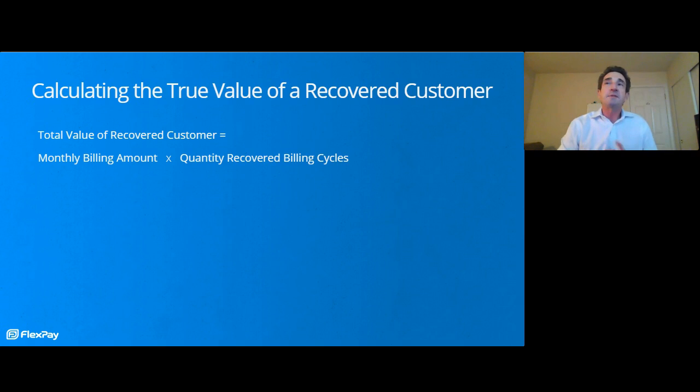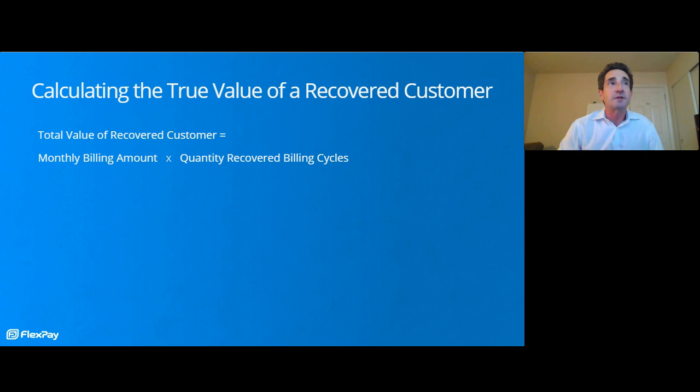Conversely, we can look at the opposite way of approaching this, where we say, we now can calculate the cost of a lost customer, but wouldn't it be great to be able to calculate the true value of a customer recovered after a failed payment? And this is where this process starts to become really interesting because it gives us really key insights into both how much we want to invest and where we want to invest dollars to be able to drive recovered customers and to be able to drive those growth accelerators for your business.